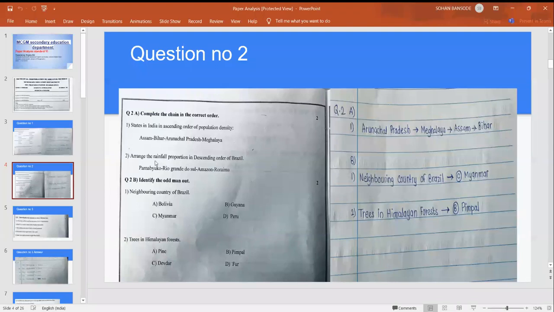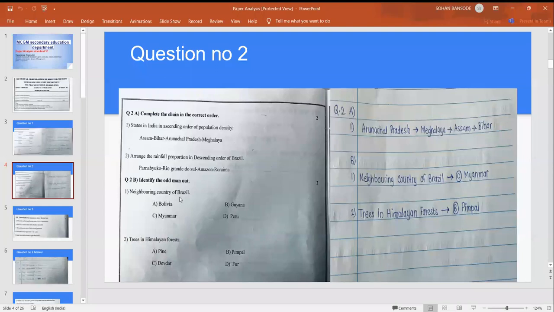Next one is: arrange the rainfall proportion in descending order. Okay, so the answer is given in the slide. So the next one is question number 2B. Identify the odd man out. So here you have to identify which is the odd man out. This is a very simple question which comes in almost every subject, that is science, maybe in the languages or anything. So the first one is neighboring countries of Brazil.